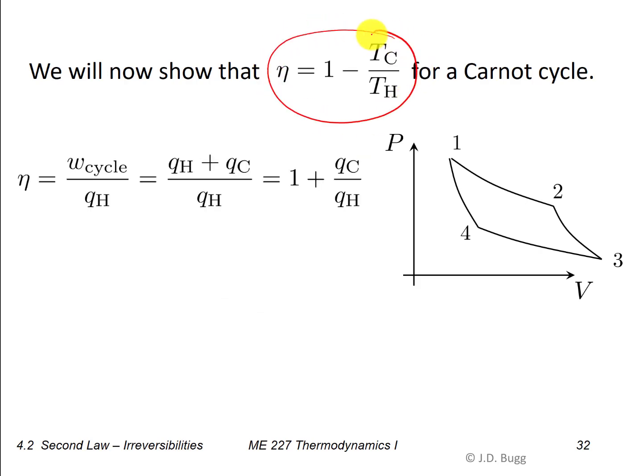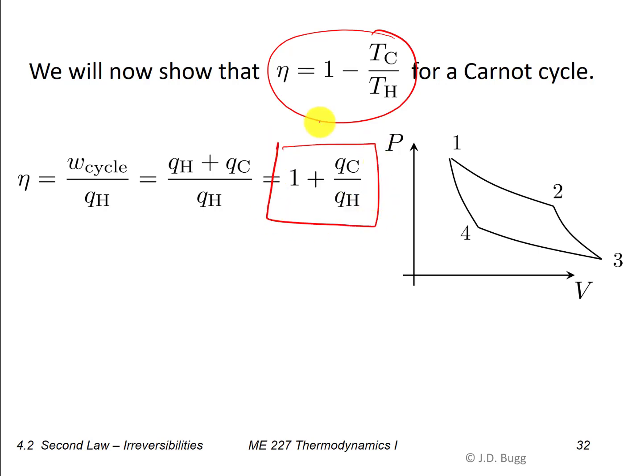We begin that process by going back to our definition of thermal efficiency: the work for the cycle divided by the heat supplied from the high temperature reservoir. Now the only difference here is I've written the numerator and the denominator on a per unit mass basis. So we have a lowercase w and a lowercase q, but the ratio of course is still the same. First thing we do here is we represent the work for the cycle by QH plus QC. We've talked about that before. The net work for the cycle is equal to the net heat transfer. And then we just rewrite this as 1 plus QC over QH. So this is what we have so far.